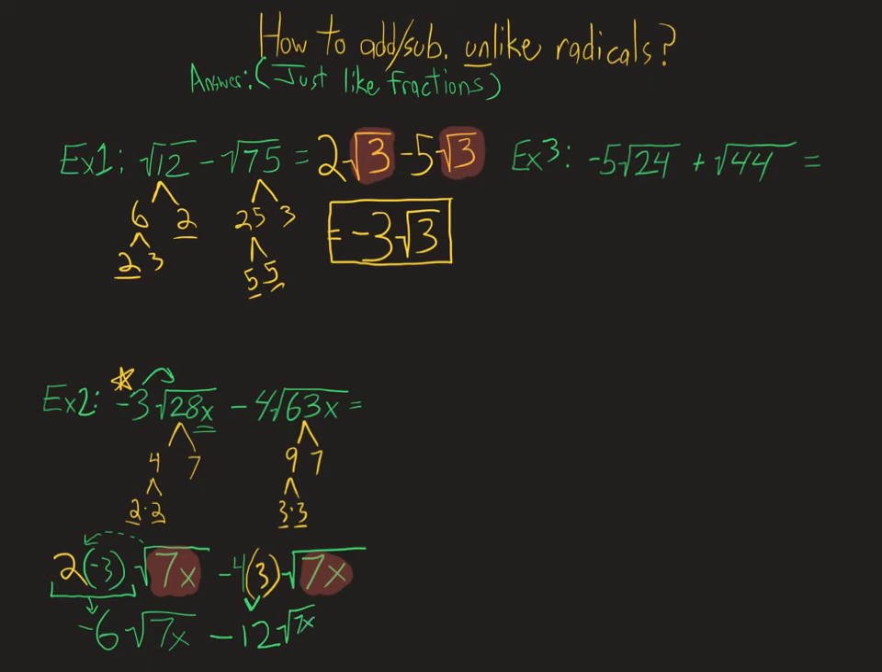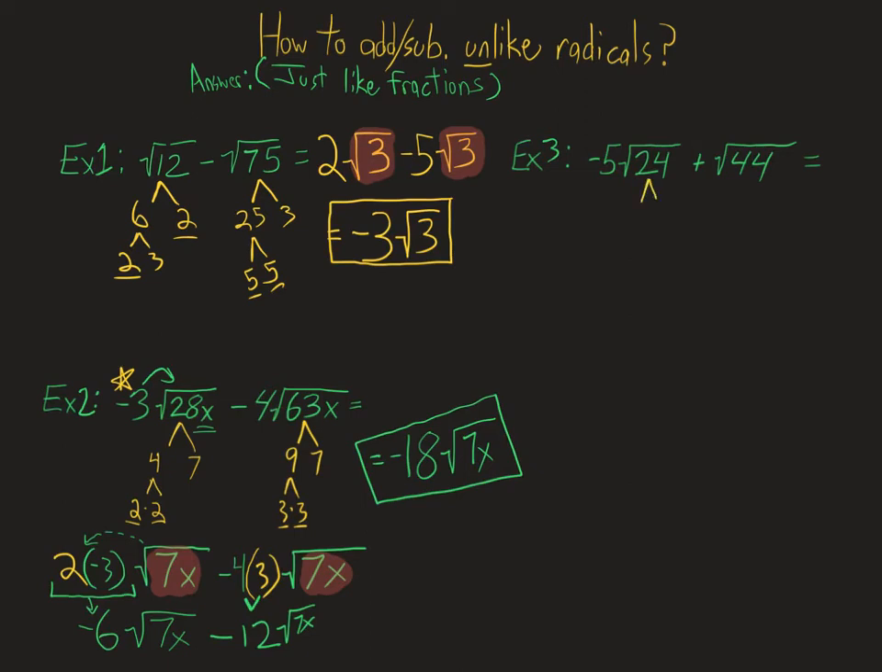And so now we can go to a final answer. We've got a negative 6 and a negative 12. So combine them together, it's a negative 18 radical 7x. And there you go. Okay, one more example.